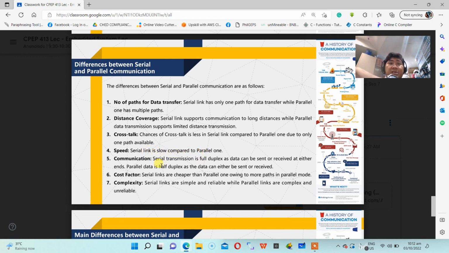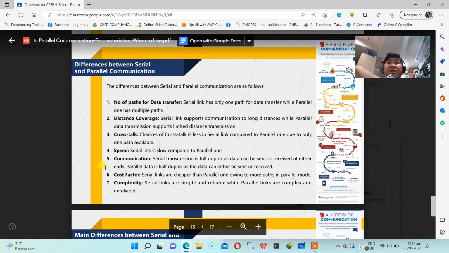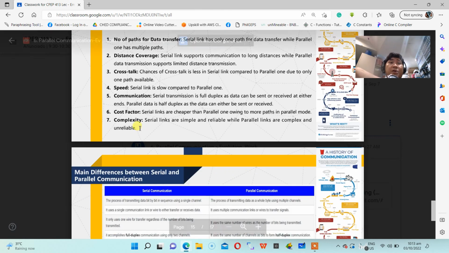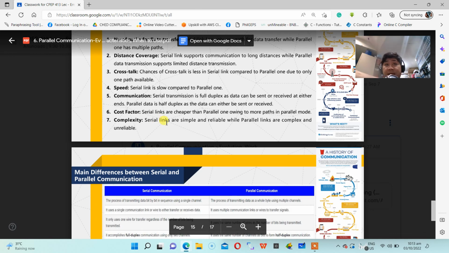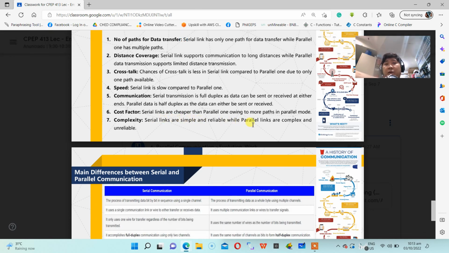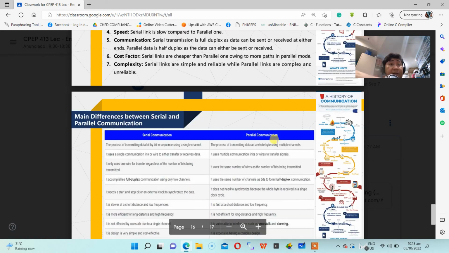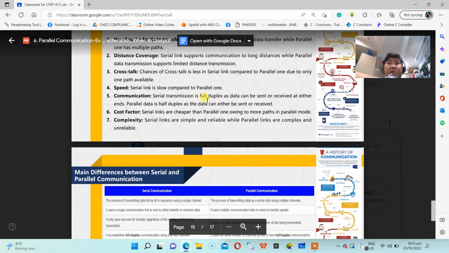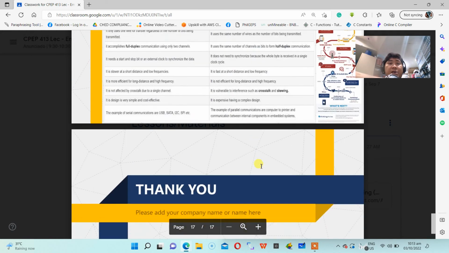Communication: serial transmission is full duplex, as data can be sent or received at either end, while parallel is half duplex, as data can be either sent or received. Cost: serial links are cheaper than parallel ones, owing to more paths in parallel mode. Complexity: serial links are simple and reliable, while parallel links are obviously complex and unreliable. So these are some more differences.